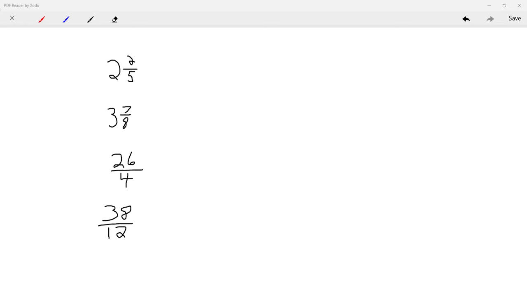Alright, today we are going to talk about converting mixed numbers into fractions. Well, they would be improper fractions, and improper fractions into mixed numbers.